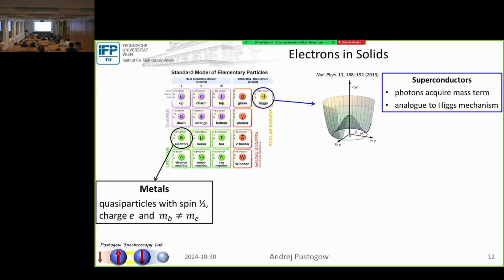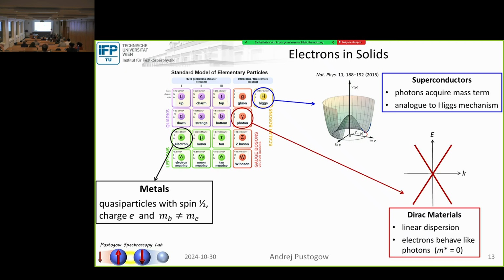Then we also have an analog in solids of a Higgs boson, a superconductor. Actually, in superconductors, this Higgs mechanism was discovered before it was applied to the elementary particles. And the essence is that if a photon enters a superconductor, it acquires a mass. It is not massless anymore.